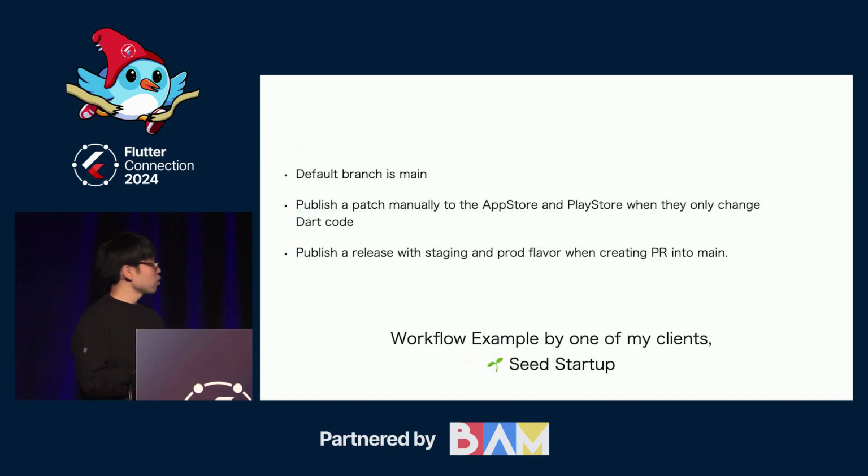This example comes from one of my other clients, and they have only 2 Flutter devs and a CTO at a startup. Their default branch is main. And when available, they use Shorebird patch to update the app. For PRs, they release Shorebird builds with staging and production flavors and distribute them to Firebase App Distribution.